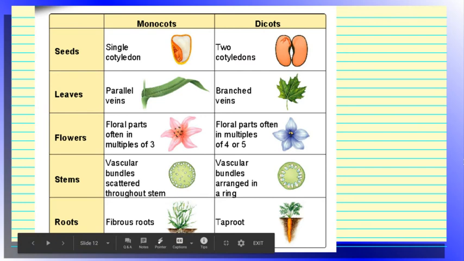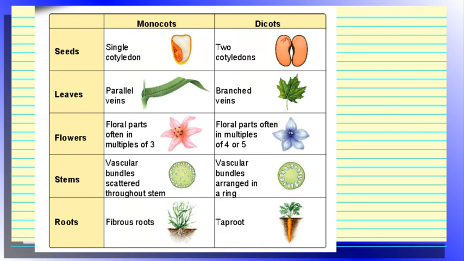And the roots are called fibrous roots, which means that they kind of look like tree branches underground. They're branched like that. They're not thick like a tree branch, but they look like a tree underground. Now, a dicot has two cotyledons, which are seeds. They have branched veins. So for the leaves, they're going to be more branched than singular. They have floral parts that are often in multiples of 4 or 5 instead of in 3s.